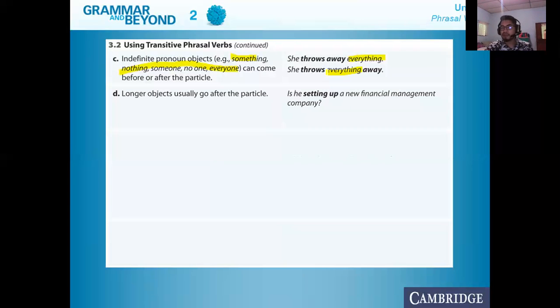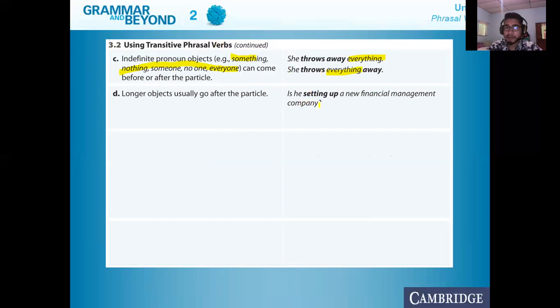Longer subjects usually go after the particle. So for example, is he setting up a new financial company? What do I mean by longer subjects? I mean a complete subject, okay? A subject that includes all of these modifiers and all the extra things for the noun. For example, I say, he's setting up what? What is he setting up? A new financial management company.